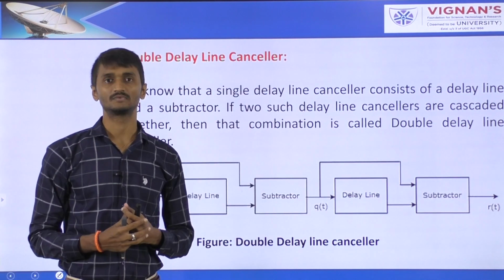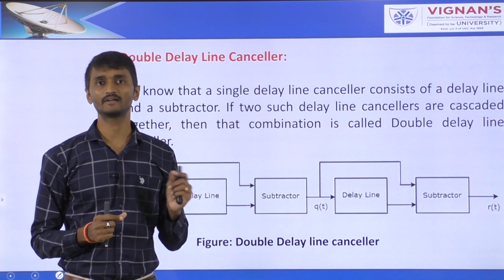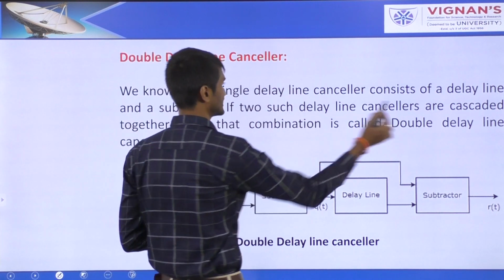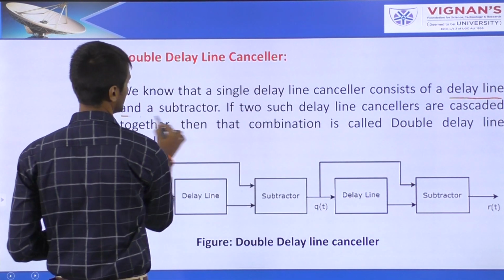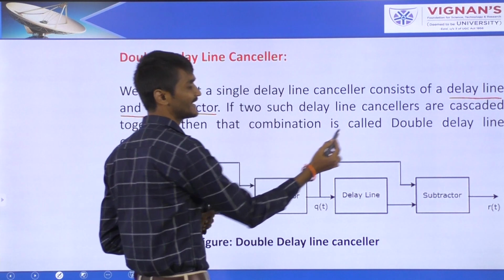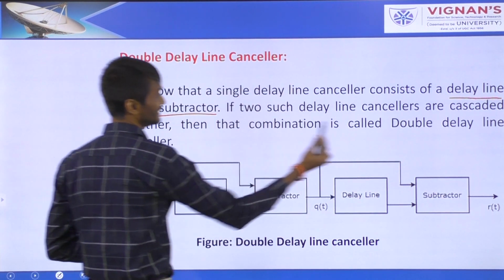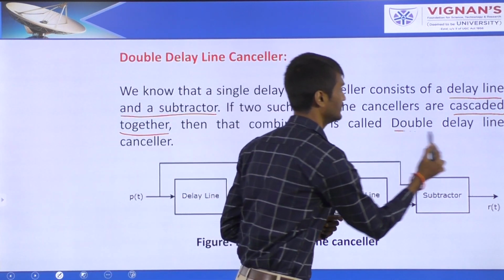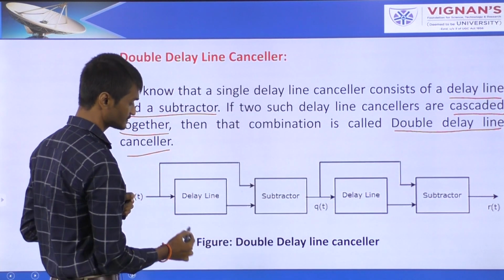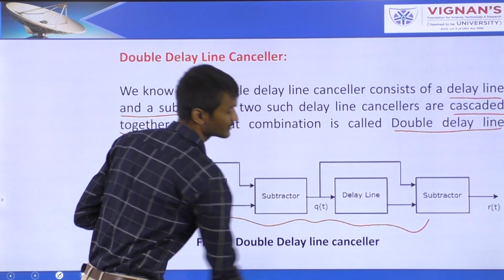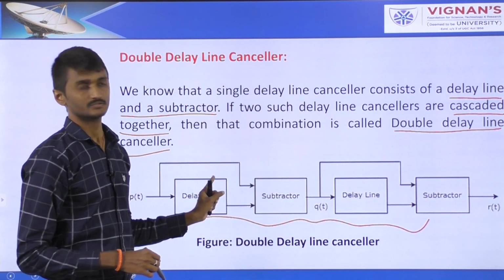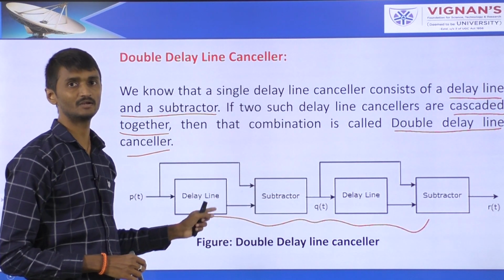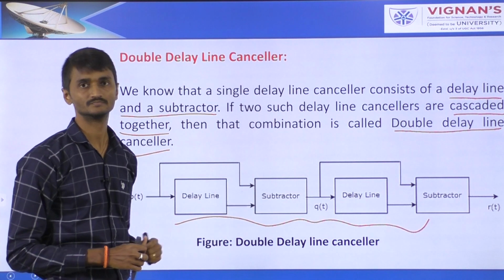Next one will be the double delay line canceller. We know that a single delay line canceller consists of a delay line and a subtractor. If two such delay line cancellers are cascaded together, then that combination is called a double delay line canceller. The block diagram of the double delay line canceller is shown in this figure.